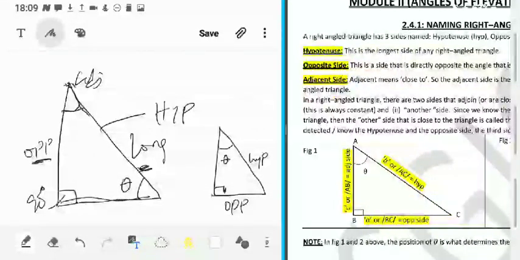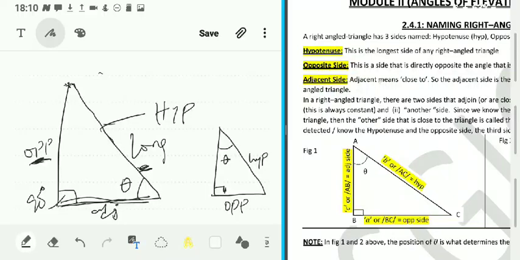Sorry, this is the adjacent side rather. I was doing something else. Let me remove this so that we don't get confused. This is the original stuff. So this is the hypotenuse, this is the opposite side, and then the third side, this side, is going to be the adjacent. That's a side that is close to, when you look at the definition here, the given angle.